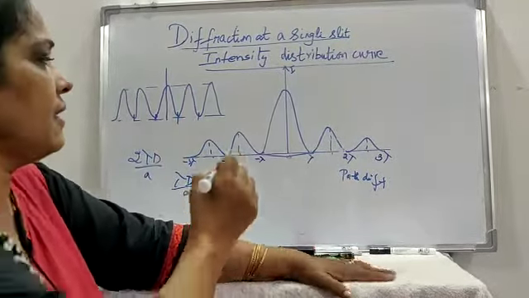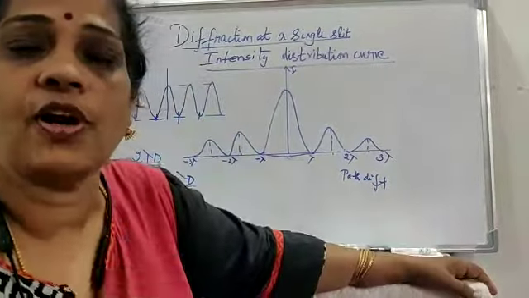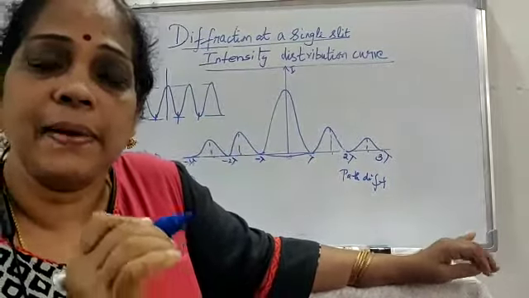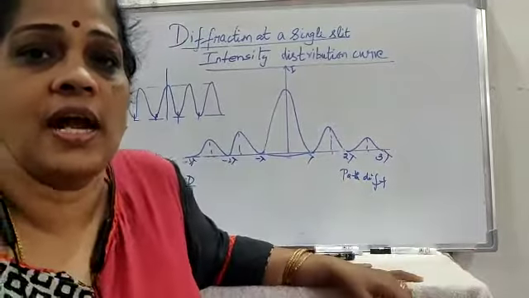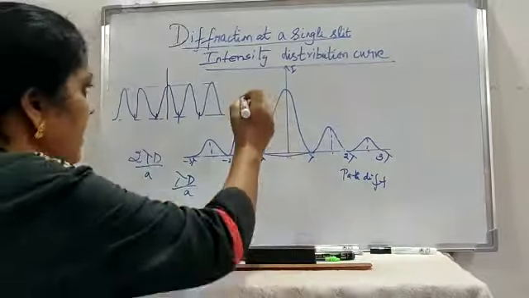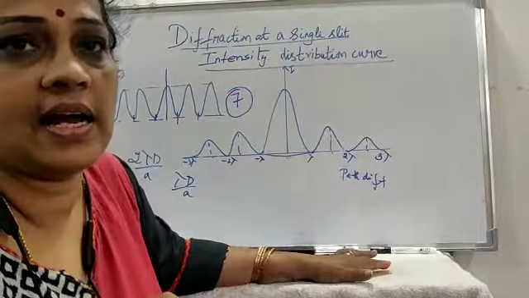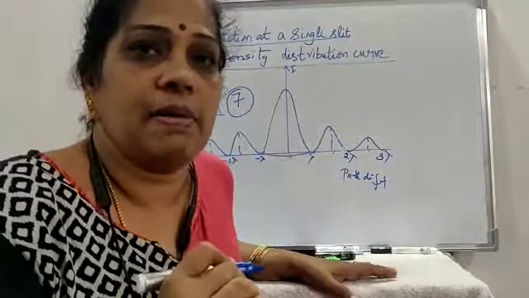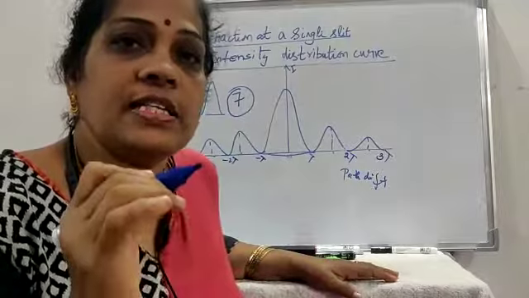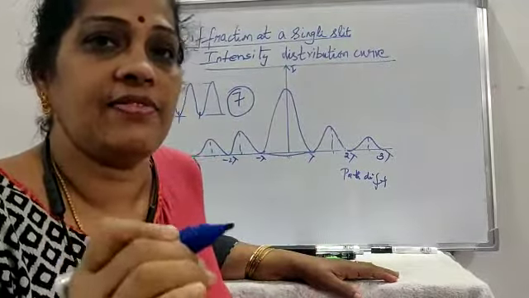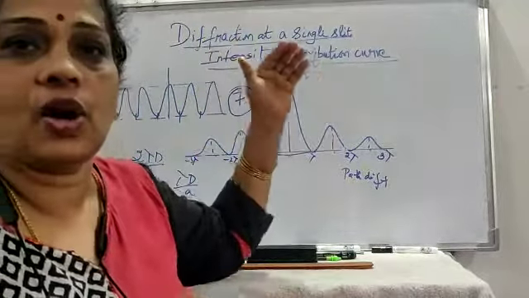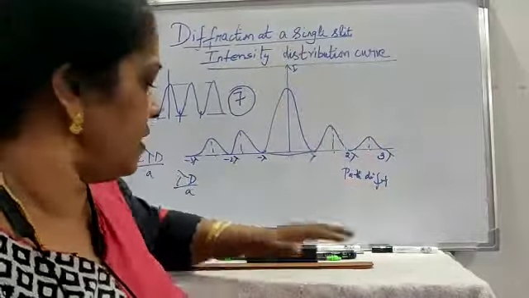So like that, you study the conditions for interference and compare it with diffraction and write down at least 7 differences between interference and diffraction. This is an assignment for you. Write the differences between interference and diffraction after studying the concepts of diffraction.